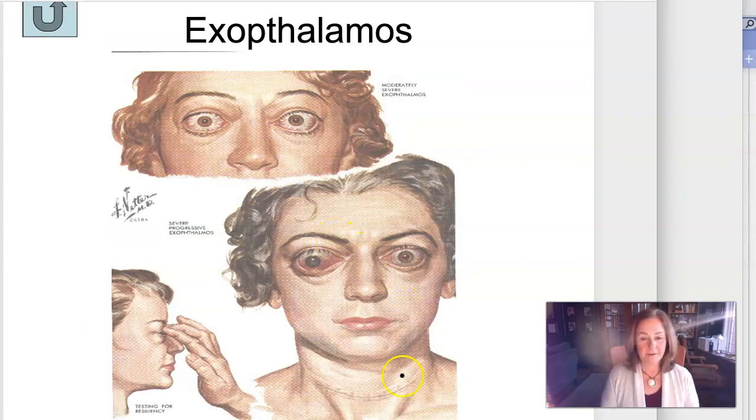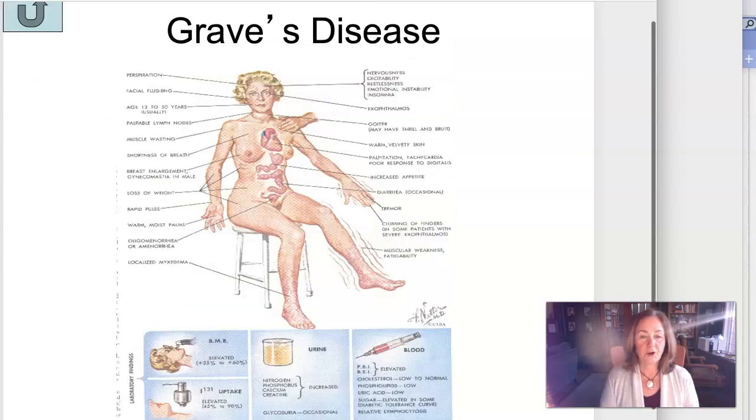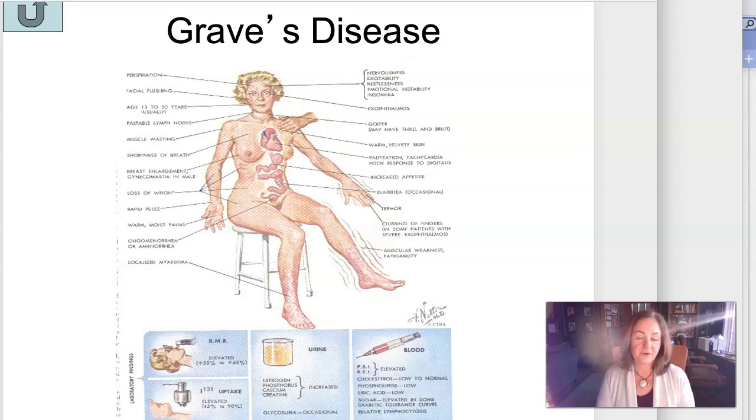somewhat common. Here you can see that they're showing us a scar where the person's thyroid was removed, and the characteristics of hyperthyroidism. Here you can see goiter, a photo of goiter, a photo of exophthalmos. There is a type of hyperthyroidism called Graves' disease. This is the Netter's illustration showing the characteristics of Graves' disease.